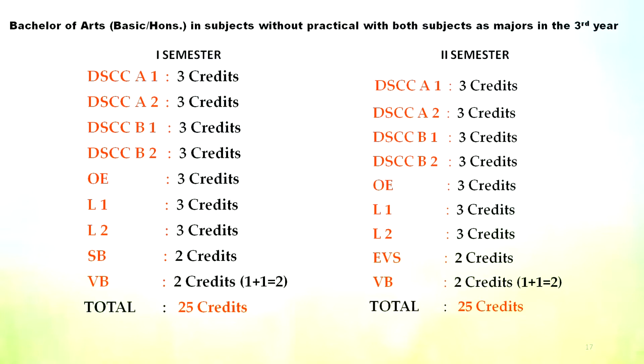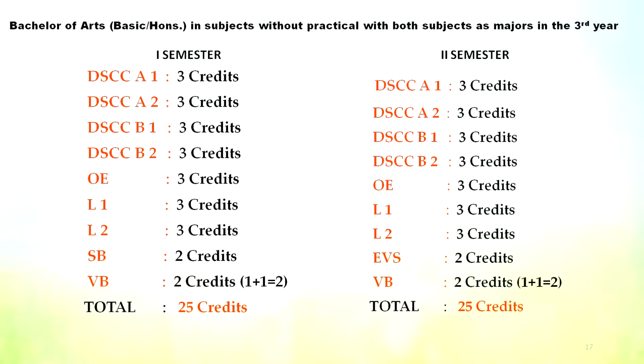Open elective will get him 3 credits. Each of the 2 languages will carry 3 credits. Environmental science will get him 2 credits and value-based course will get him 2 credits. So again, by the end of the second semester, the student will be scoring 25 credits.